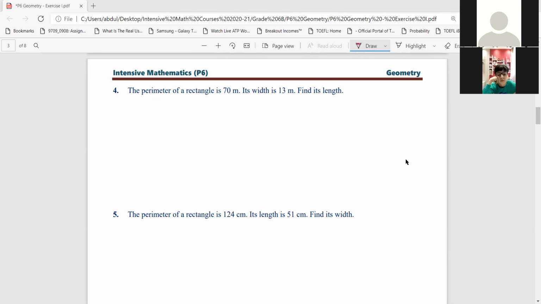Here, again, we are talking about the rectangle. Let me just draw a rectangle. And it says that the width is 13. So this side is 13. That's also 13. Right? So we don't know the length. The question is length, right?